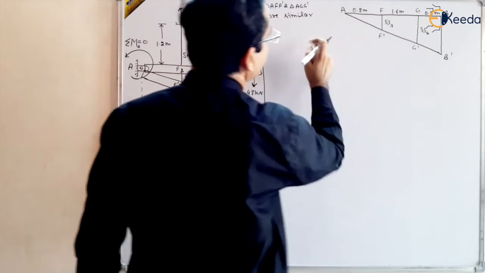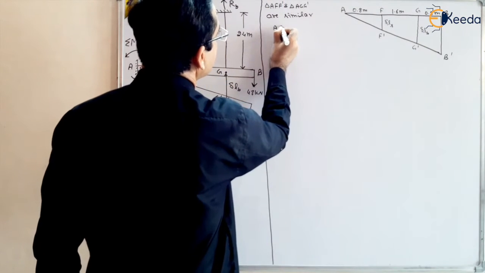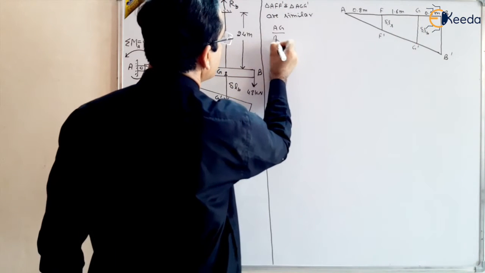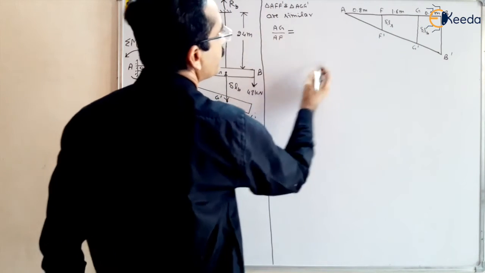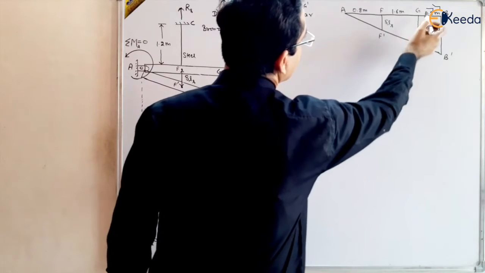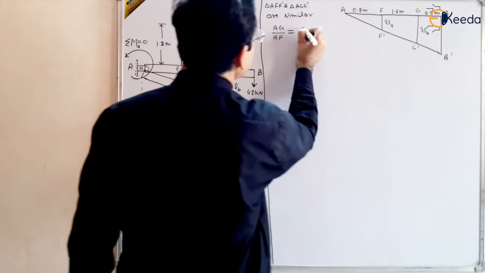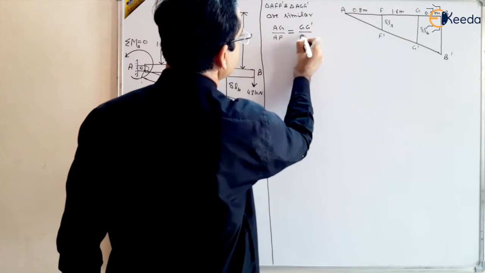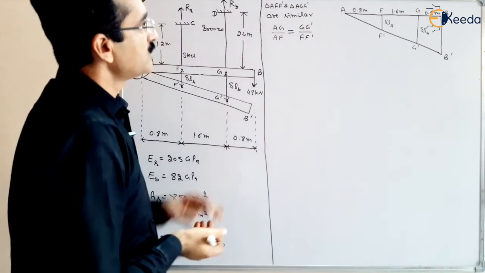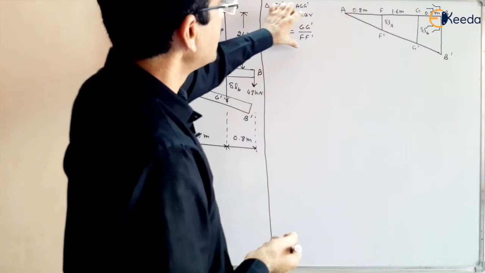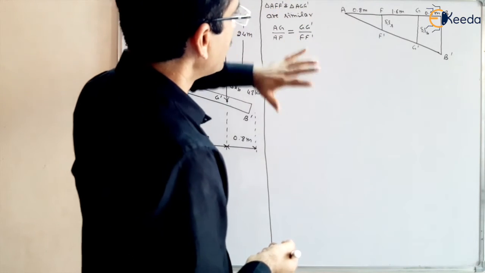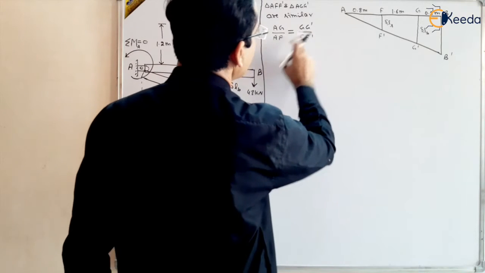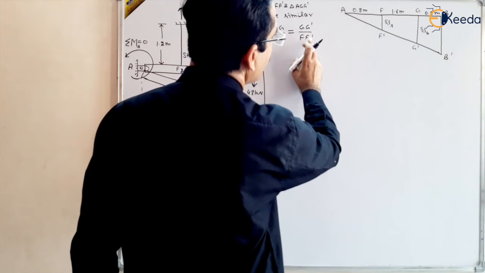So AG upon AF must be equal to GG dash upon FF dash. The ratio of their bases and the ratio of their perpendiculars will be the same, right? So AG by AF will be equal to GG dash upon FF dash.